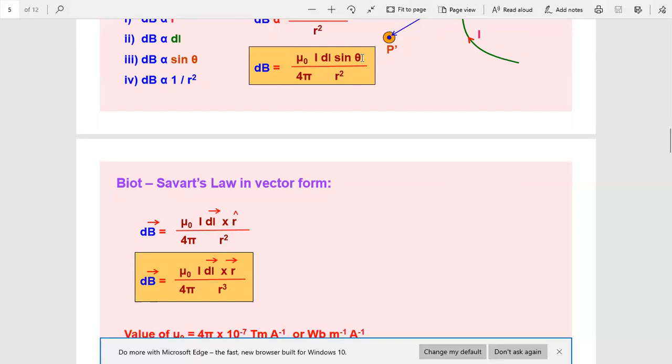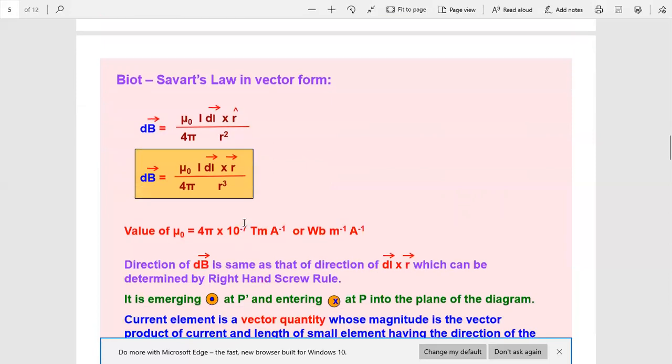in between I dl and sin theta such that its physical value does not change, because a unit vector has magnitude 1. So if you multiply this expression by 1, the numerical value of the expression will not change. So in place of 1, we write unit vector r cap here, you see.